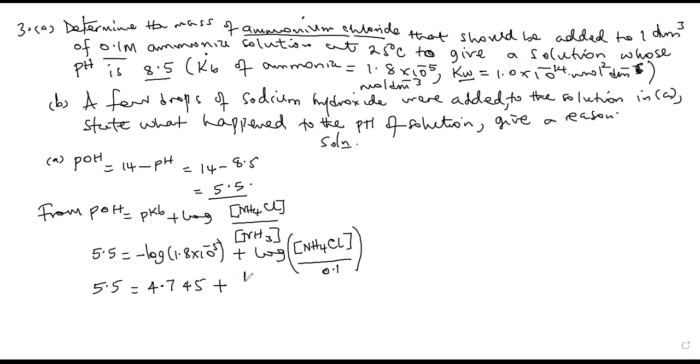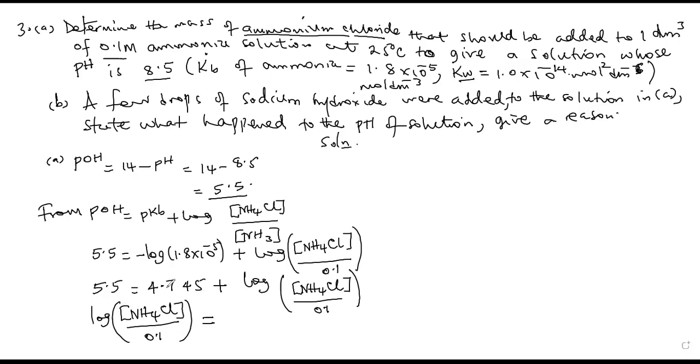4.745 plus logarithm of the concentration of ammonium chloride out of 0.1. When you take 4.745 away from 5.5, you get logarithm of the concentration of ammonium chloride out of 0.1 is equal to 0.755. Now, the fact that we are dividing numbers of the same base under the logarithm implies that we can subtract.